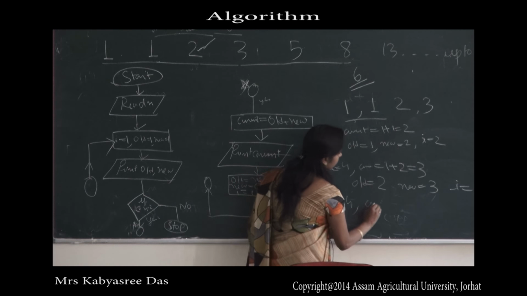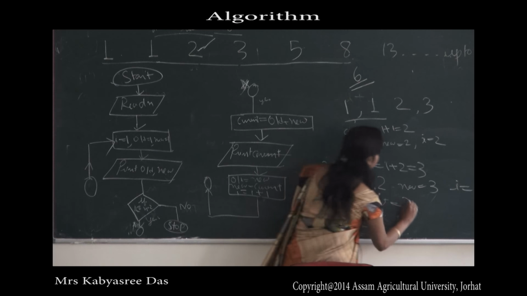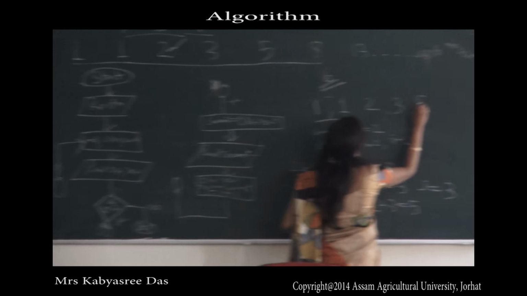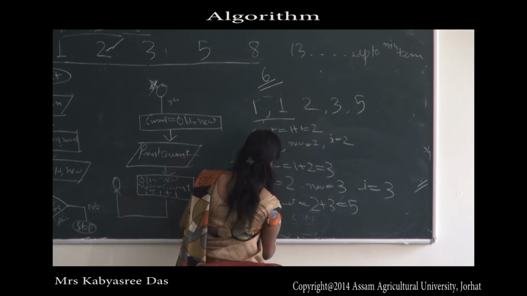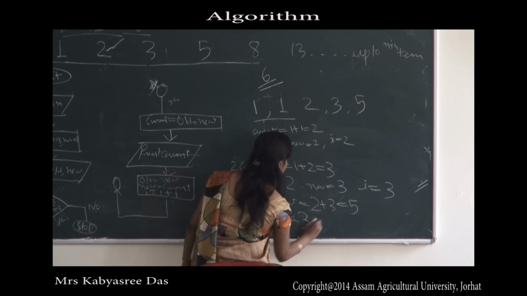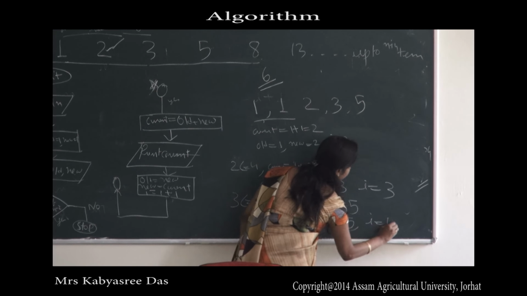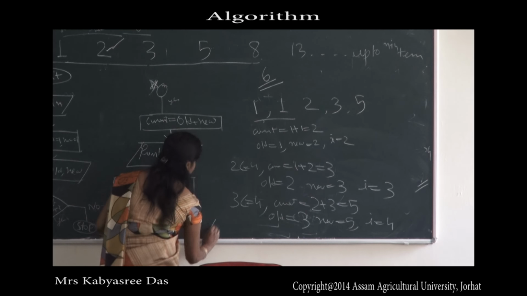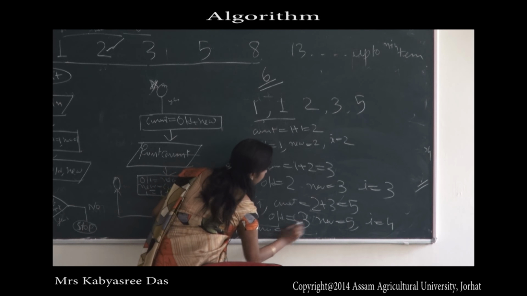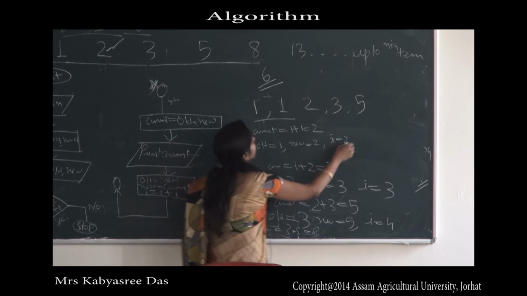So current is equal to now old plus new, so 2 plus 3 is equal to 5 and it will print the value 5. And then old will take the value of new, so 3, new will take the value of current, so 5, and I is equal to 4. 4 is equal to 4, so it will print the value of current. Current is equal to 3 plus 5, 8, and print the value 8 here.